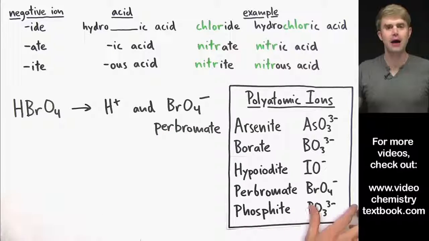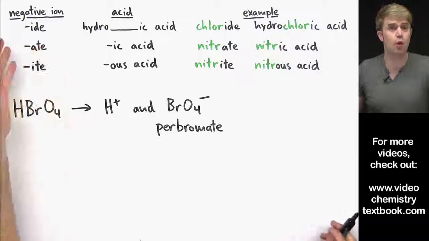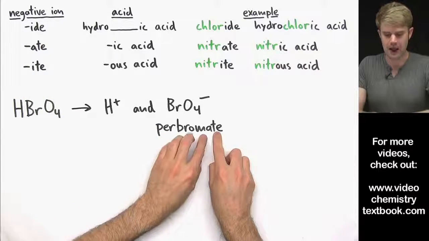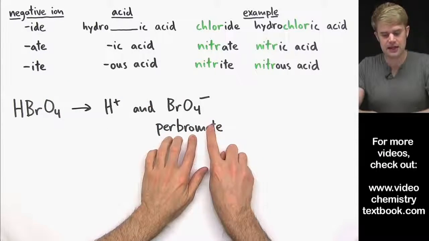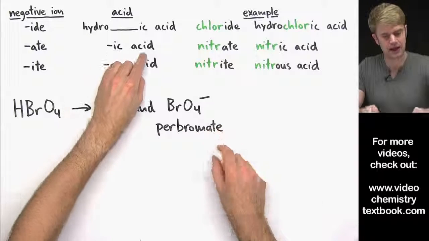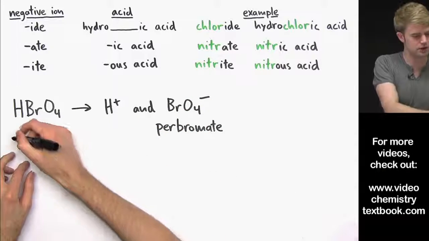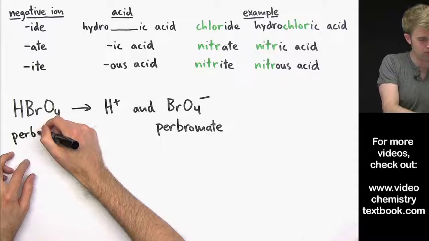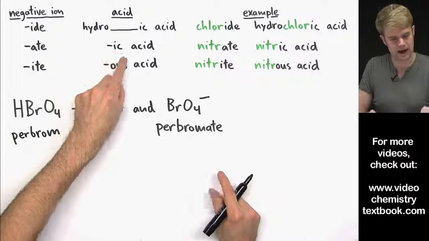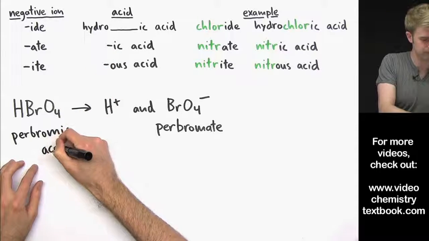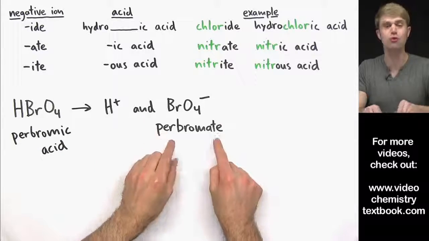All right. Now that I know the name of the negative ion in this acid, I can use these names to figure out what to call the acid. This ion ends in ATE, so I'm going to follow this rule here. I'm going to remove the ATE from the name, and I'm going to replace it with ic acid. So the name of this acid that contains this negative ion is going to be perbrom, and then I don't put the ATE on. Instead, I replace it with ic acid. So this acid is perbromic acid that contains a negative ion perbromate.